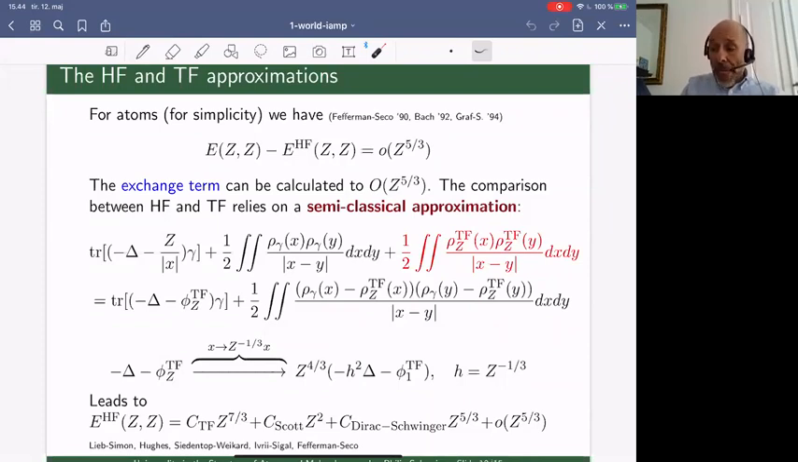So if I want to estimate the quantity I have from below, I can simply ignore this term. And if I want to estimate it from above, well, I just have to find a trial density gamma, and I can choose a trial density gamma that will make this term very small.